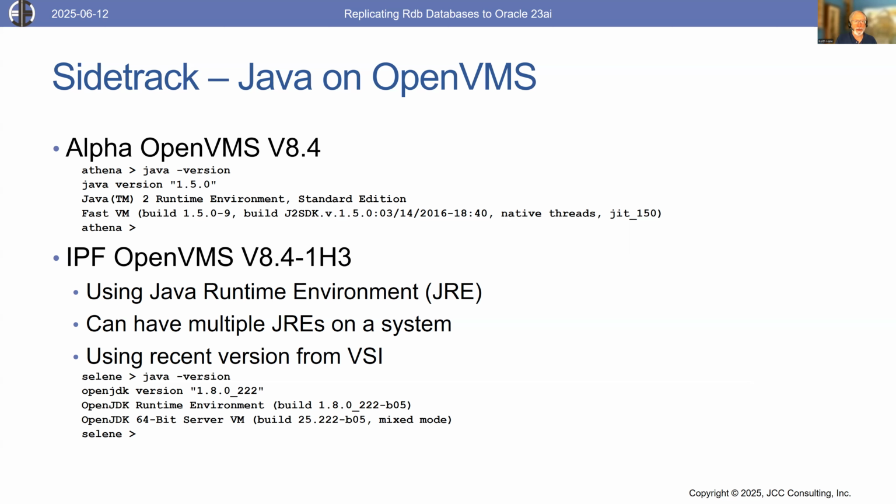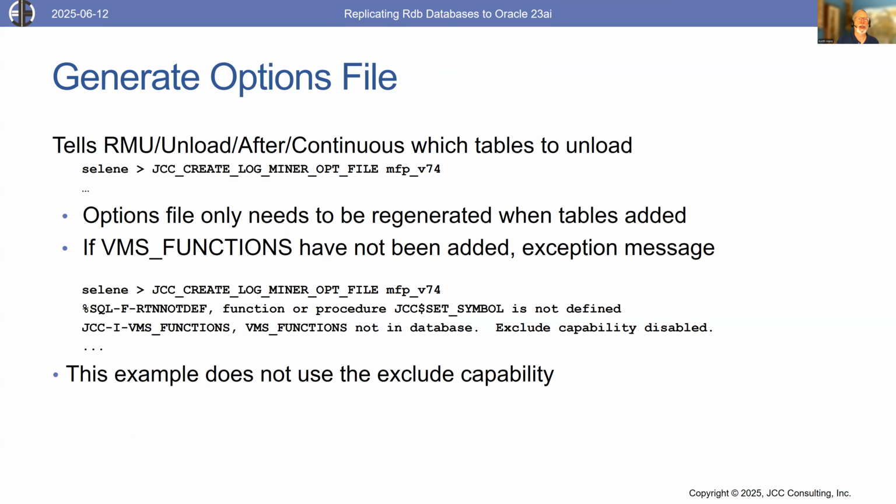But in this case, I'm going to use a recent version from VMS Software Inc., version 1.8.0.222. So this is a JRE, and I'll do some setup to point to the appropriate directory where the JRE is installed. Okay, now we need to generate some files.